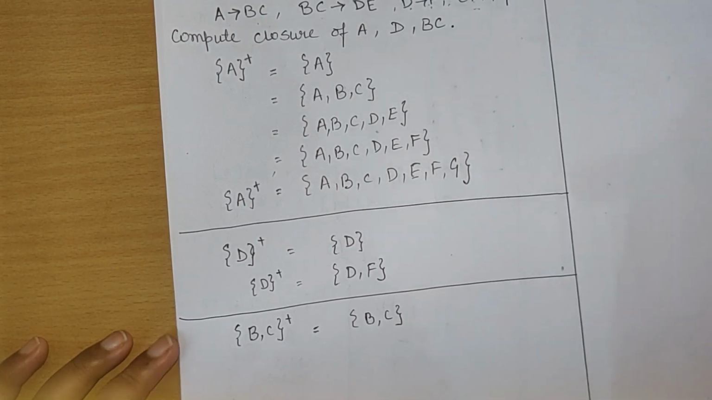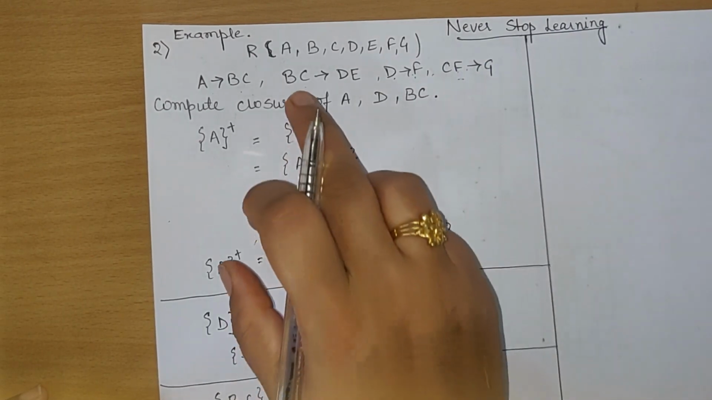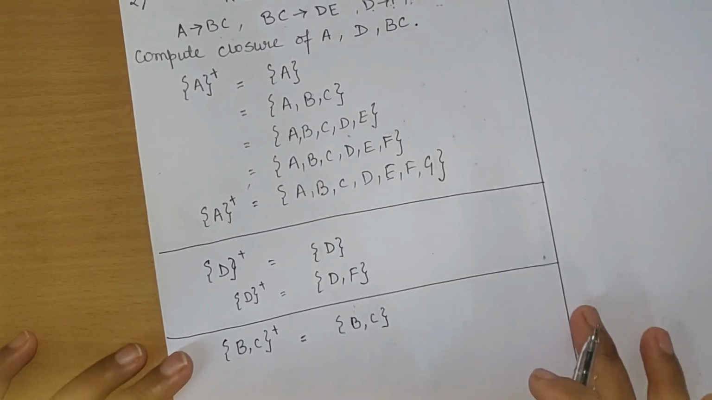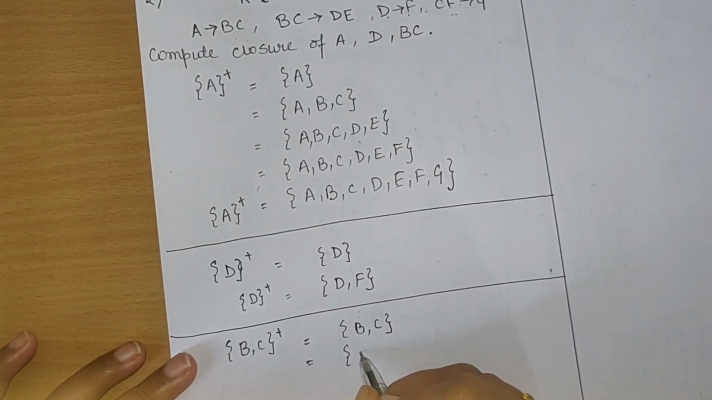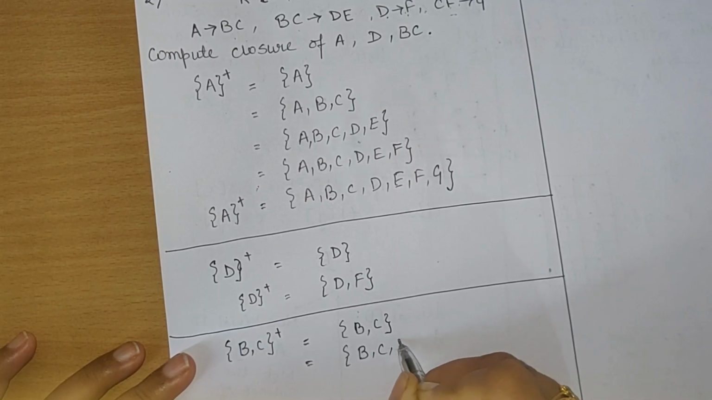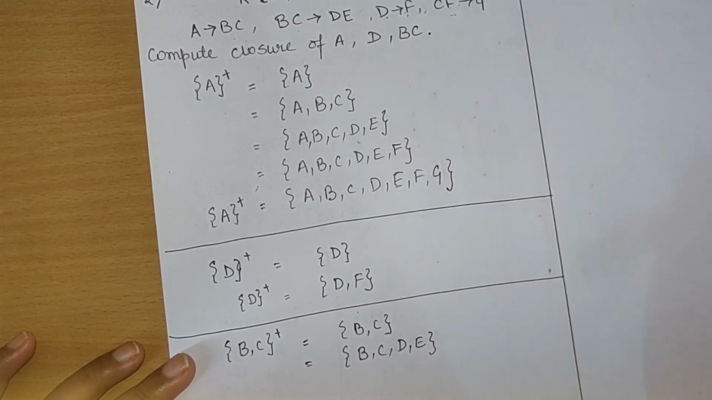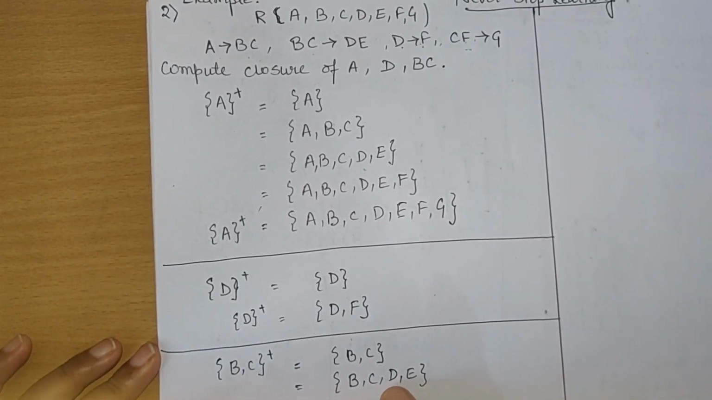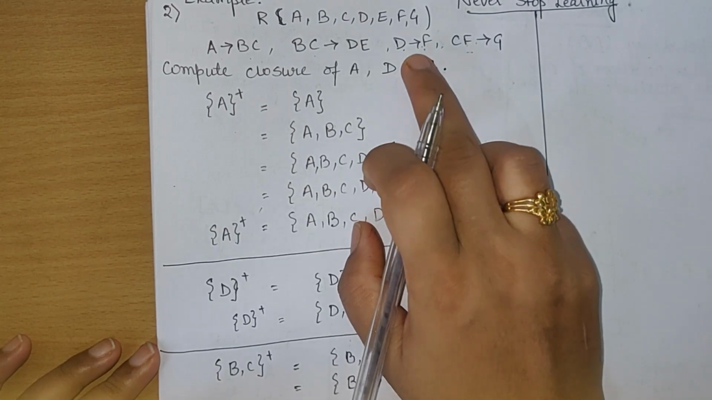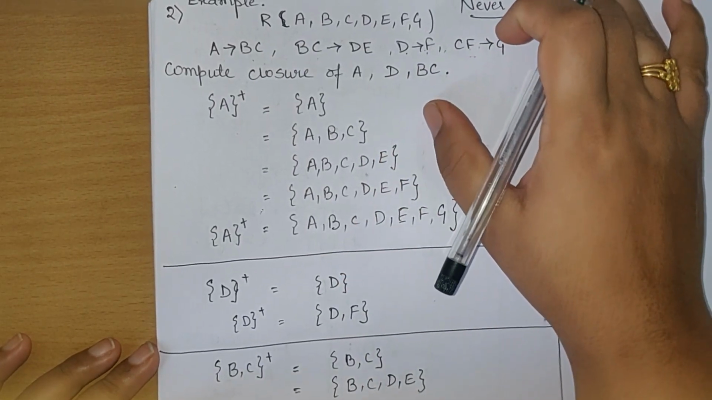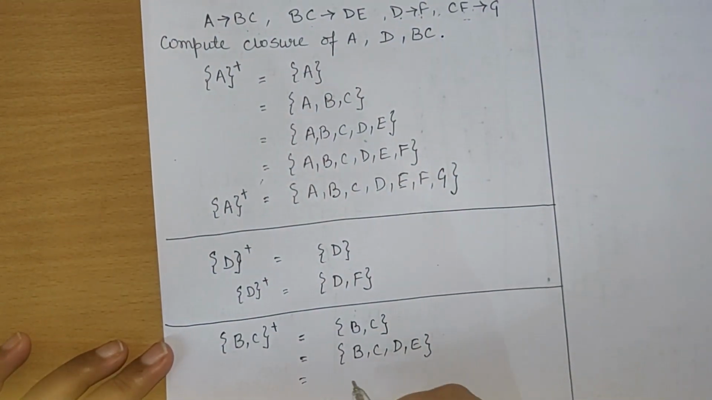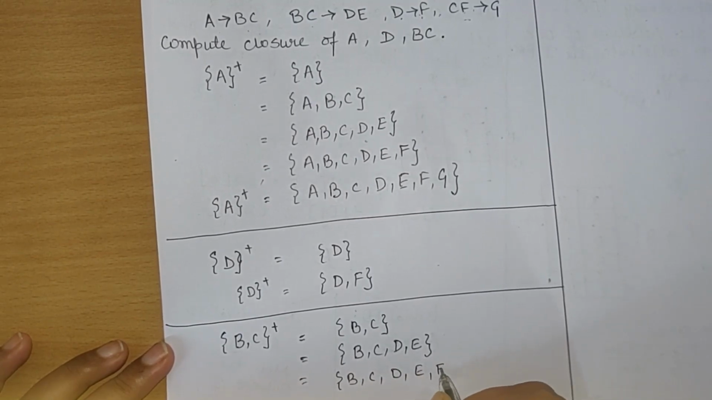Now using BC, what else can I determine? If you can see, using BC I can determine DE. So here I can write, using BC I can determine DE. D and E can also be accommodated in the result set. Now using D alone, there is a functional dependency where D determines F, right? So using D alone I can determine F. So here I will write B, C, D, E, F.